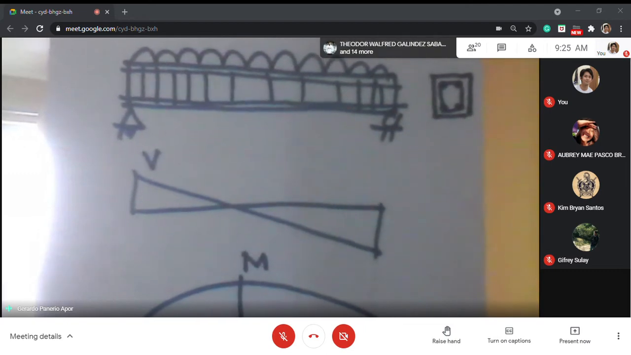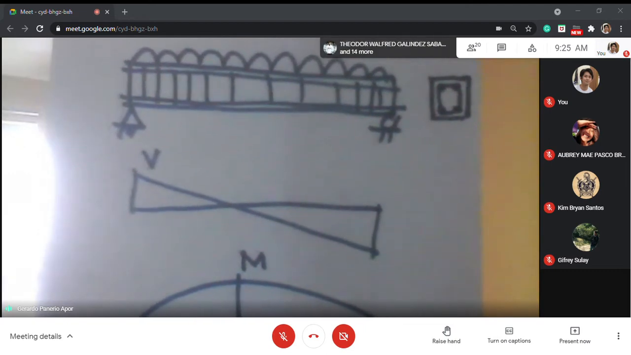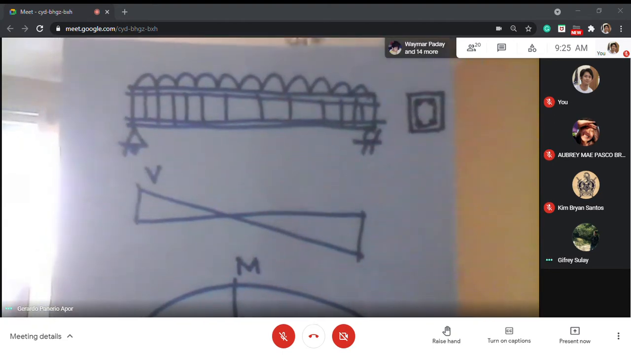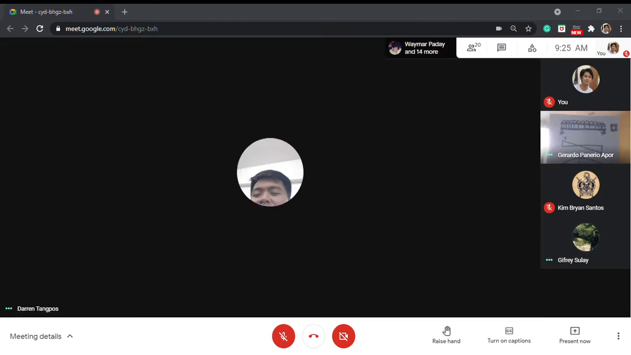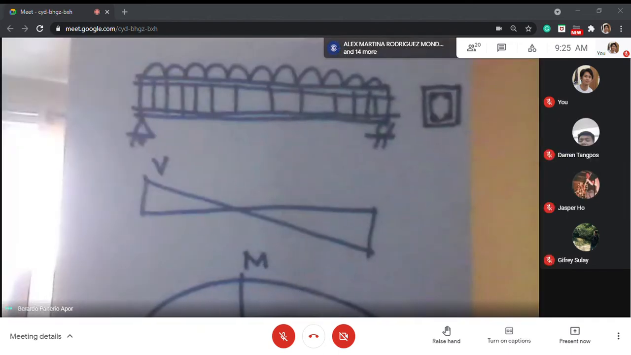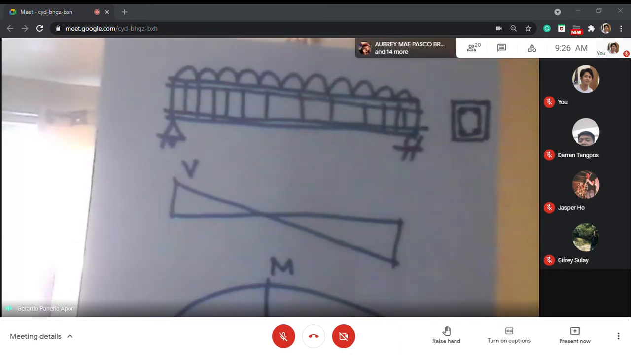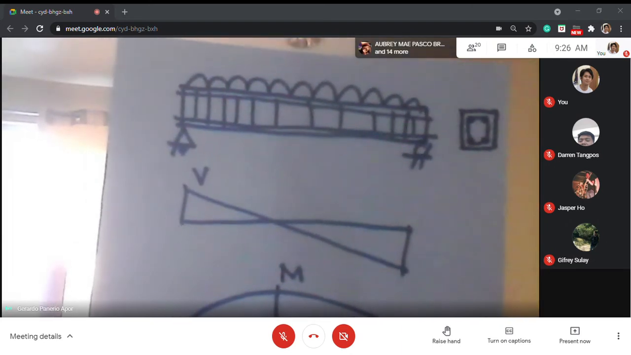Kasi nakita niyo sa ubos? Na-diagram sa ubos niya, unsa man na? Moment, sir. Shear and moment, sir. So, ang kining longitudinal reinforcement, kining main reinforcement, ang iyang isuportahan na moment ra.